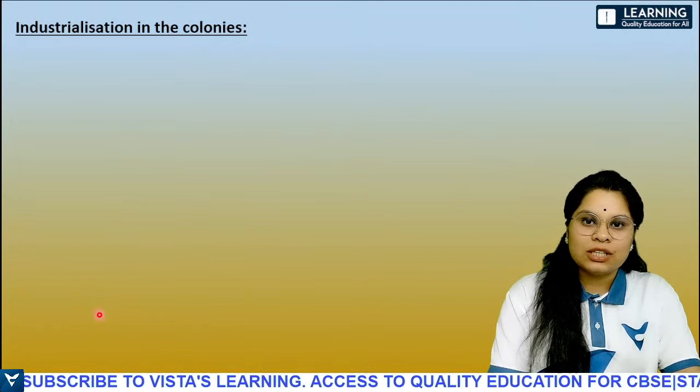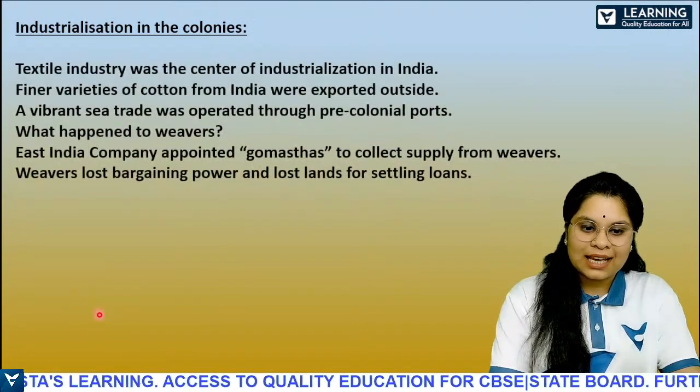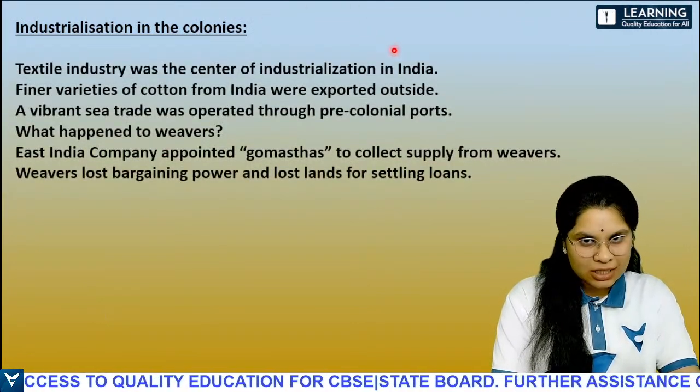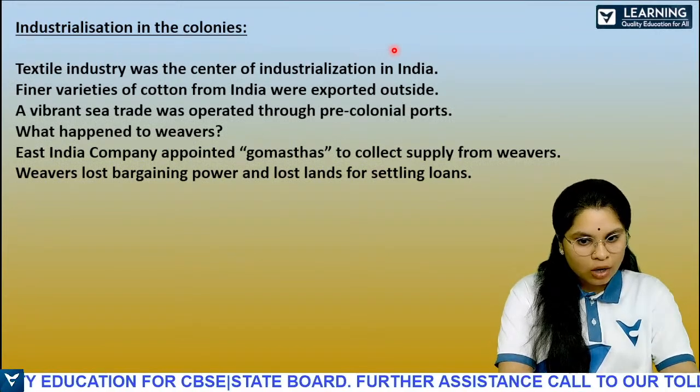So next is industrialization in the colonies. So the textile industry was the center of industrialization in India, definitely because of cotton mainly.